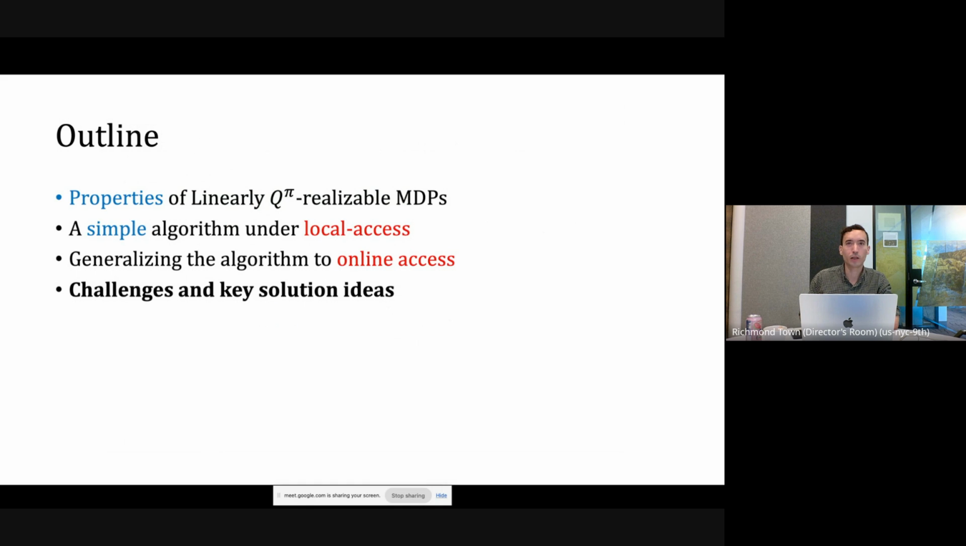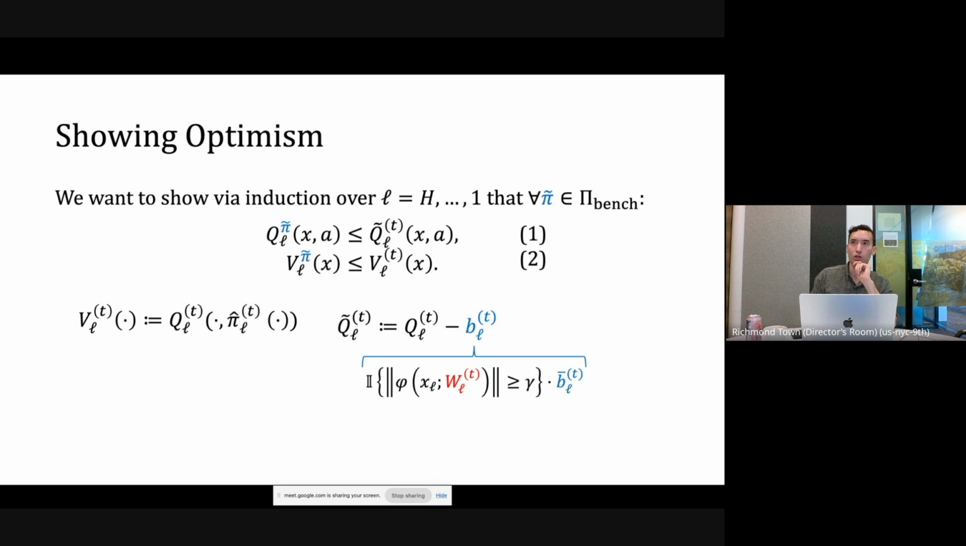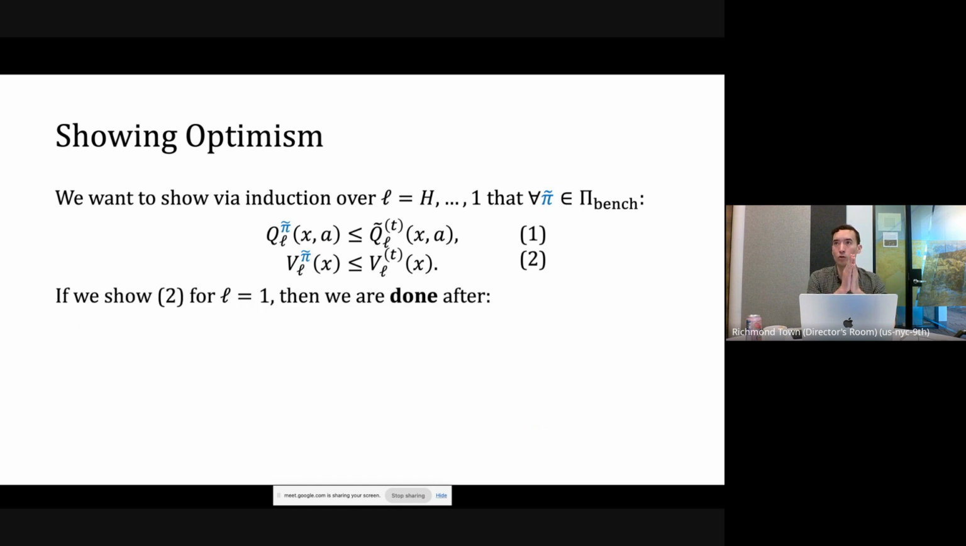All right, so I'm going to quickly go over some of the challenges and key ideas behind the solution beyond what I just said. So when you analyze PSDP, you typically need to show these two inequalities by induction. So you start from L equal capital H, and you want to show these two inequalities here, where V is just your optimistic Q function evaluated at pi hat, and Q tilde here is the optimistic Q function, but minus the bonus at the current layer. Okay? So again, I'm just recalling the definition of the bonus is just the indicator times this untruncated bonus. Okay? So suppose we do this induction successfully and we show both 1 and 2 for all L from H to 1.